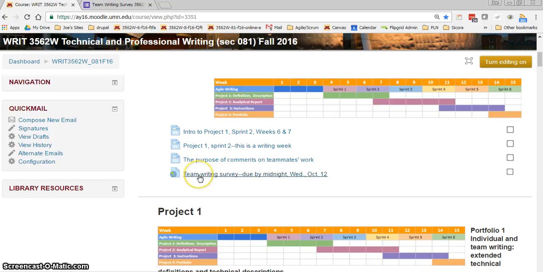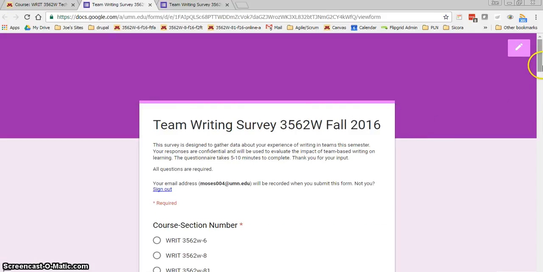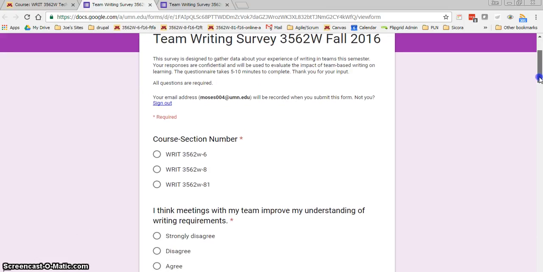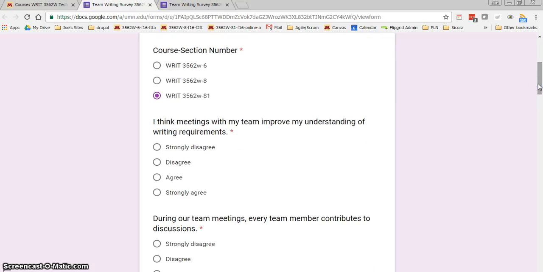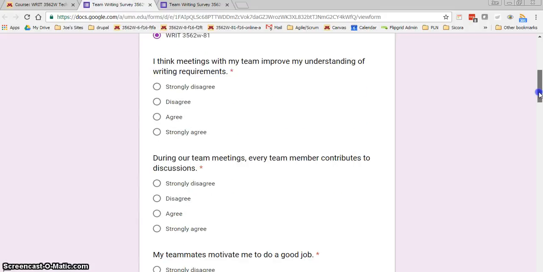The team writing survey, which is due by Wednesday of this week by midnight, asks you to reflect on your experience in teams. You're obviously section 81, so you'd click that one, and then go down and think about each of the statements and whether you strongly disagree, agree, or strongly agree with it. And that will give me information about how effective this team structure is working, what you feel its benefits or limitations are. And so this is really very helpful information.